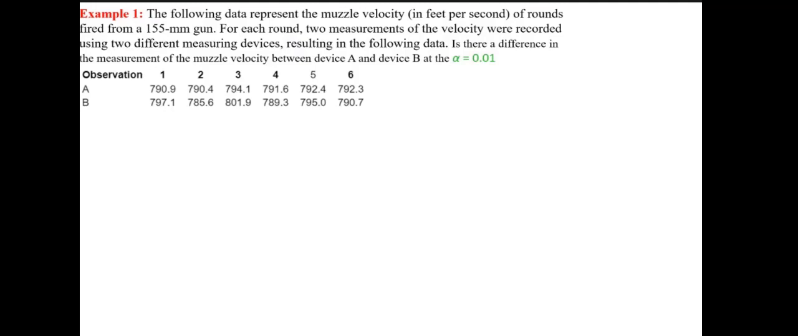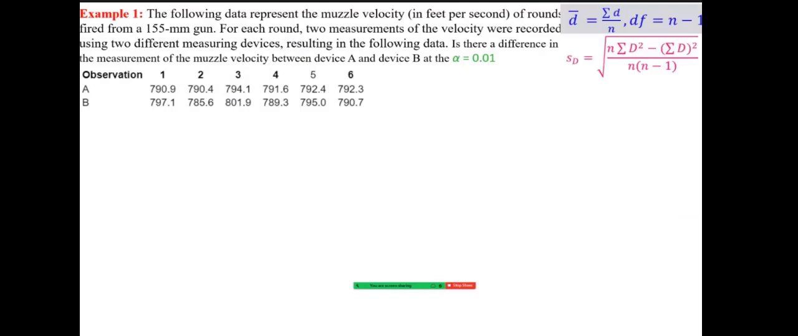Here's the result from device A. Here's the result from device B. Because we are looking at a dependent pair, we use the matched pair t-test. We need to calculate D bar, the mean, and S sub D, the sample standard deviation. The very first thing we need to calculate is the difference between the two. This can be done by hand or by a calculator.